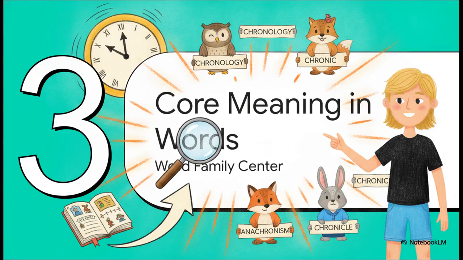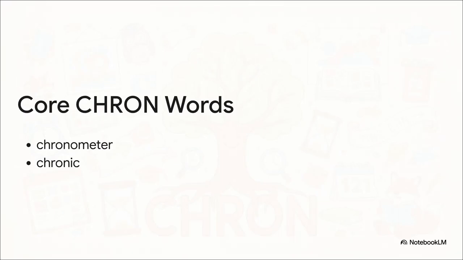Part 3. Core meaning in words. The absolute center of the word family. Think of Chron as a time root acting like a sun, sitting brightly at the center of a vocabulary solar system. Everything revolves around it, and every single word connects back to time.